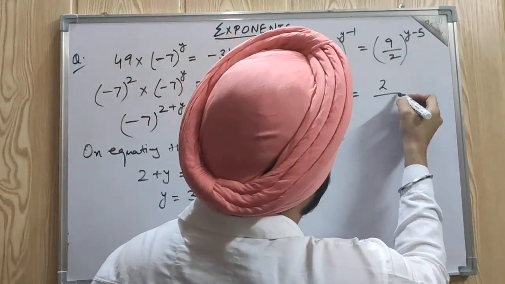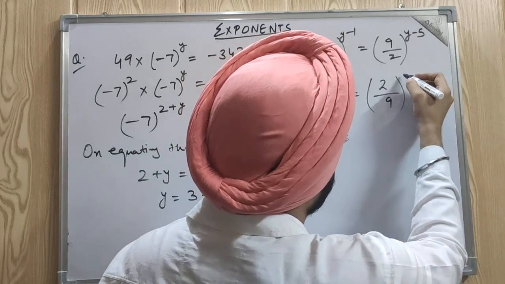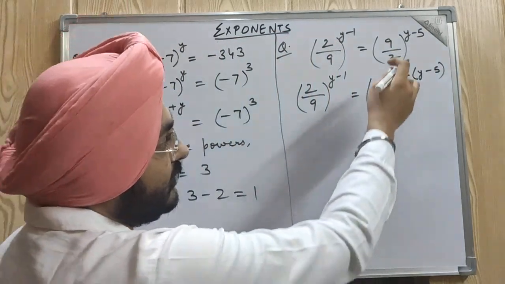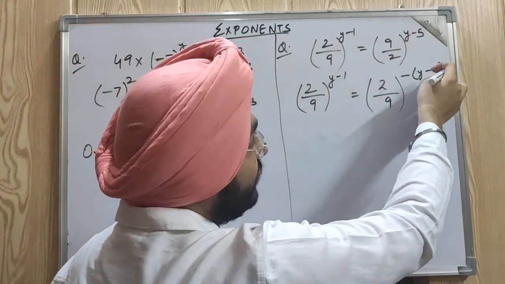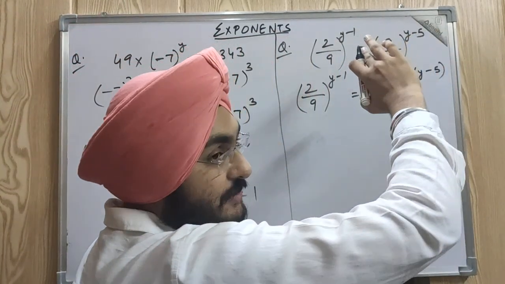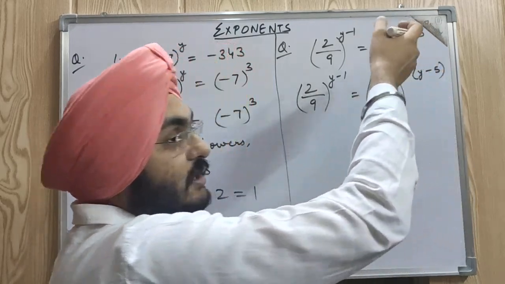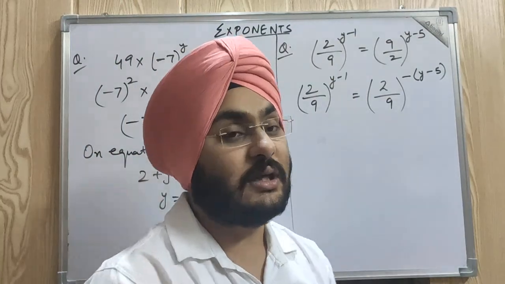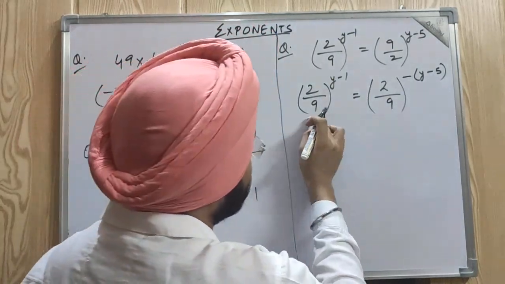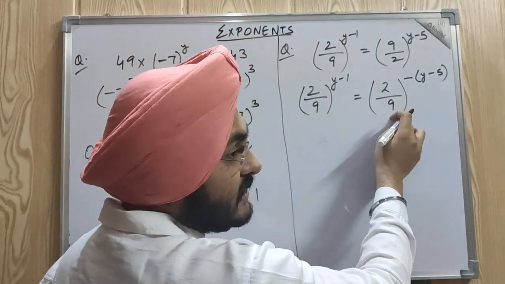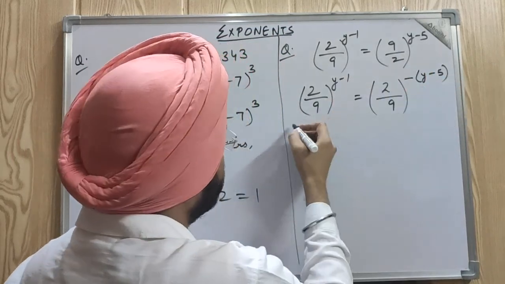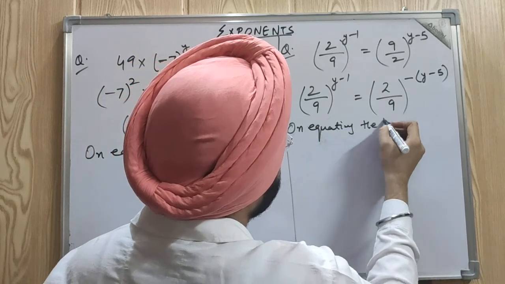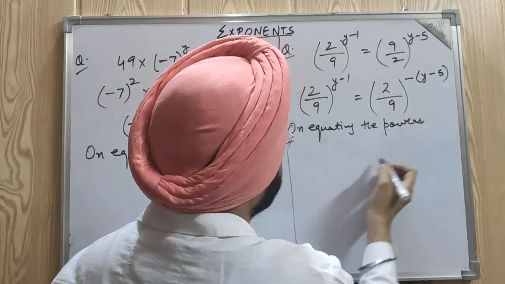So I will be saying 2 by 9 raised to the power minus y minus 5. This one is positive. If I want to convert this into the negative, we have to take the reciprocal. If this one is negative, if you want to convert it into positive, again you have to take the reciprocal. Now you are seeing the bases are the same. It means the powers should also be the same. Again I will be saying, on equating the powers or equating the exponents, what will we be getting here?